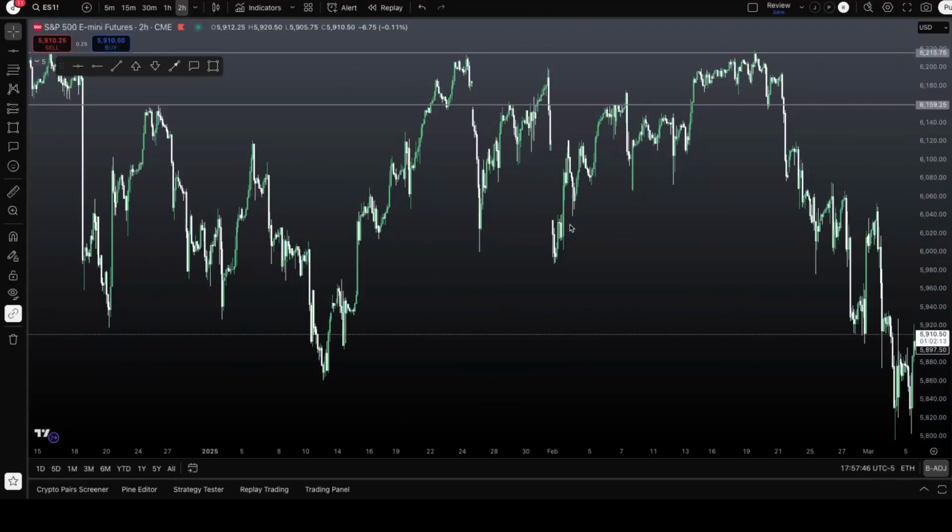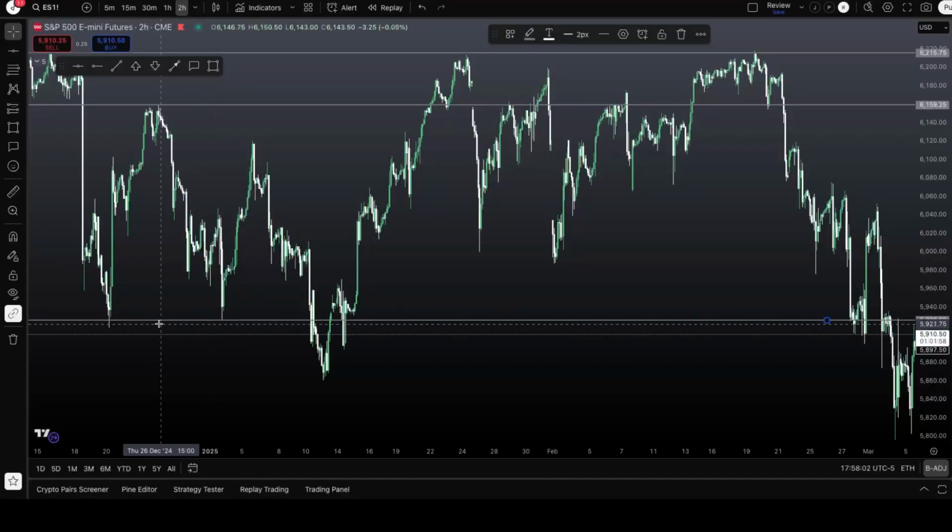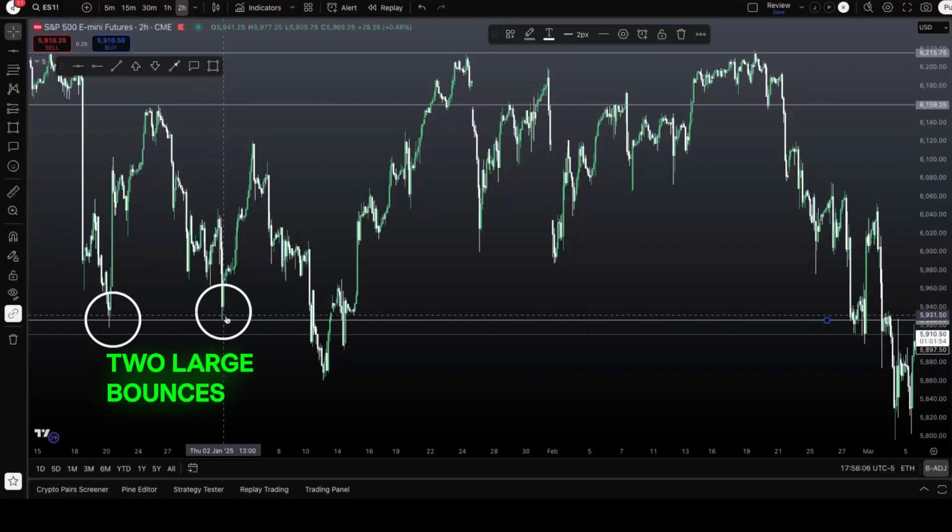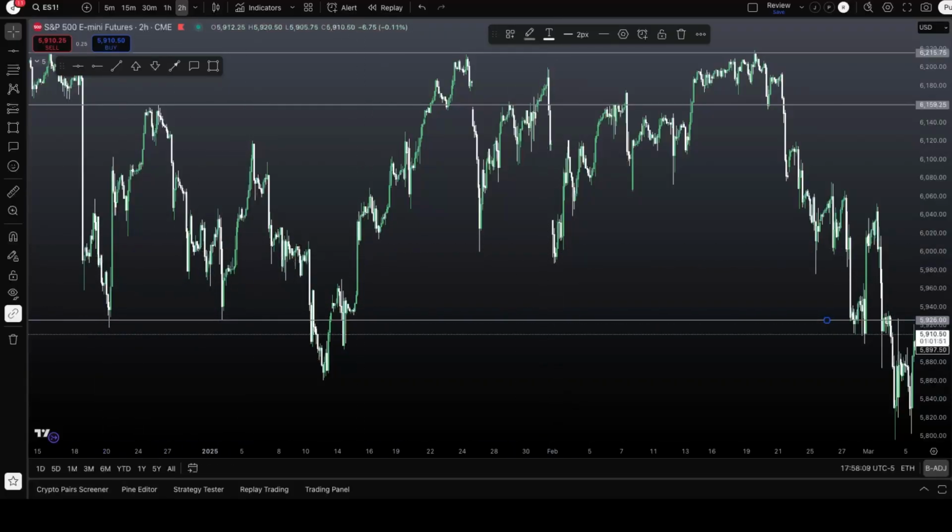Now I use the same idea when looking for supports, except I'm looking for areas where there was a strong bounce, a large reaction to the upside. So if we're looking at this, we can see some obvious areas, demand here where we saw large bounces. And again, I'm going to try to find the areas where there's confluence between multiple points. So here we saw 2 large bounces. We also saw some bounces in this area.